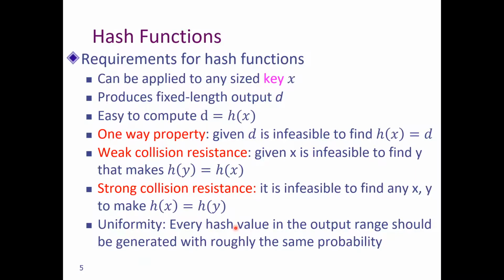inputs to produce 2. So suppose each input is a bar and each output is a bin, then each bin includes a number of bars, right? So by uniformity, we mean that the number of bars in different bins are roughly the same. So each hash value, like 1, 0, 2, 15, in the output range should be generated with roughly the same probability. Okay.